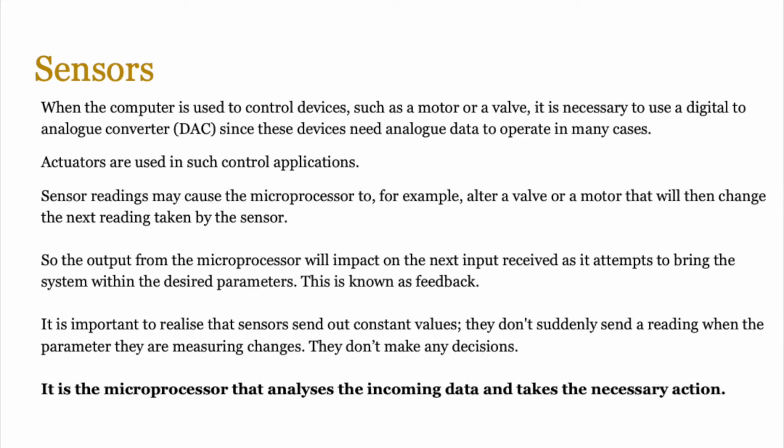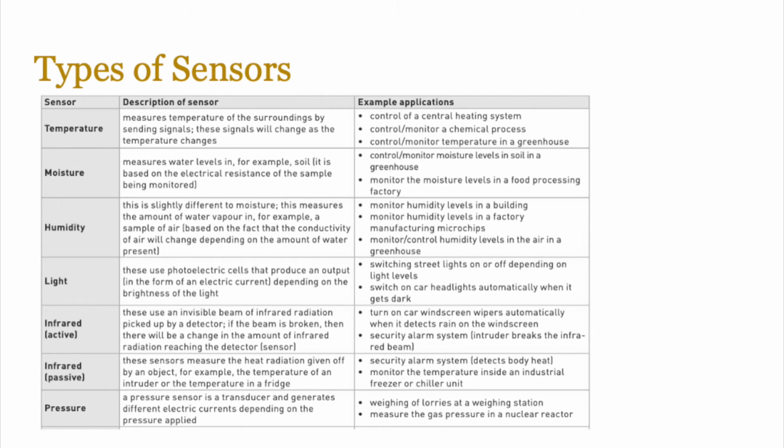So make sure that you are very clear. Sensors only detect data and pass it on to the CPU. It might need to be converted using an analog to digital converter, and the microprocessor is the bit that makes the decision. Okay, let's leave it at that and let's look at the types of sensors and their example applications.